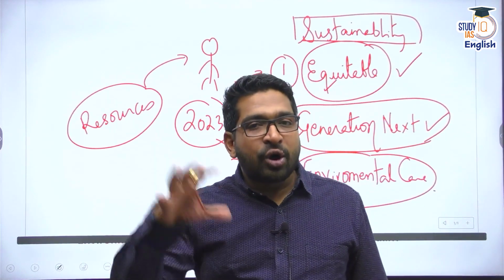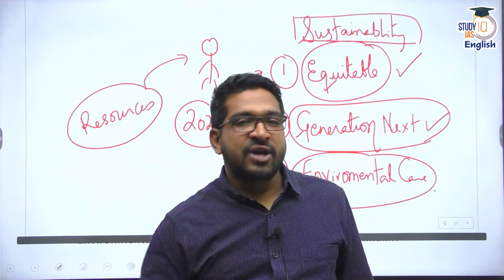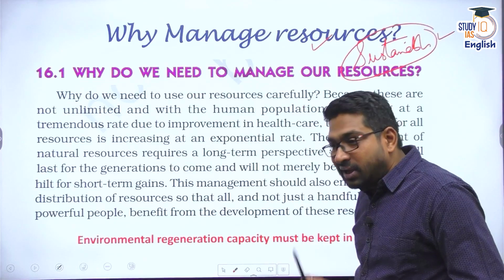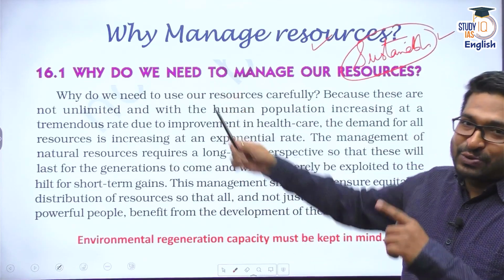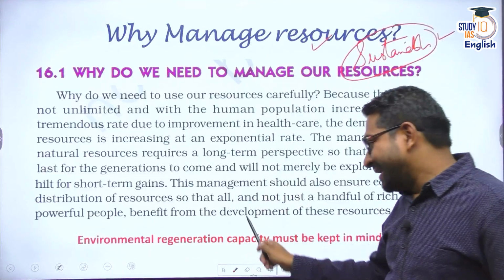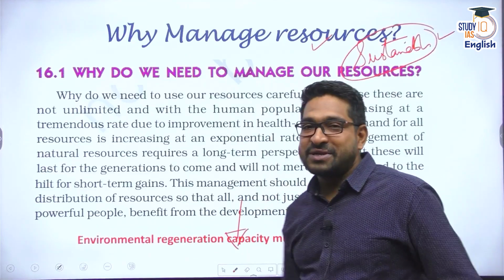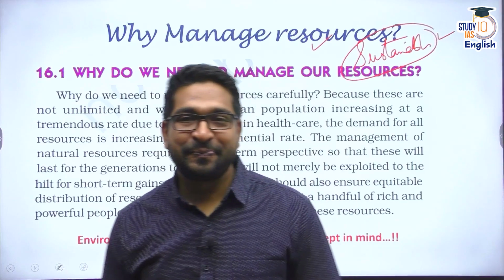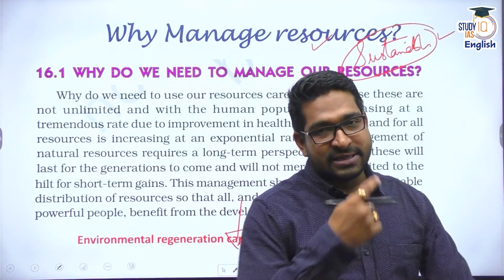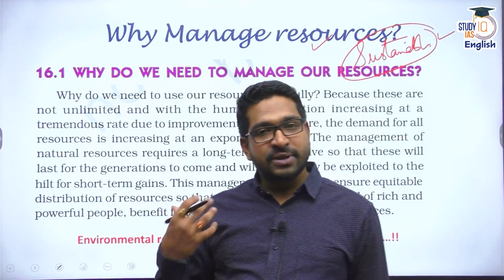That is the meaning of sustainable management of natural resources. Clear? And now I don't think I need to explain why we need to manage resources. We need to manage them, be they exhaustible or inexhaustible, to ensure that the environment's regeneration capacity is always maintained. Clear? Right. Now, I have already made a case that we have natural resources and we have to use them judiciously.